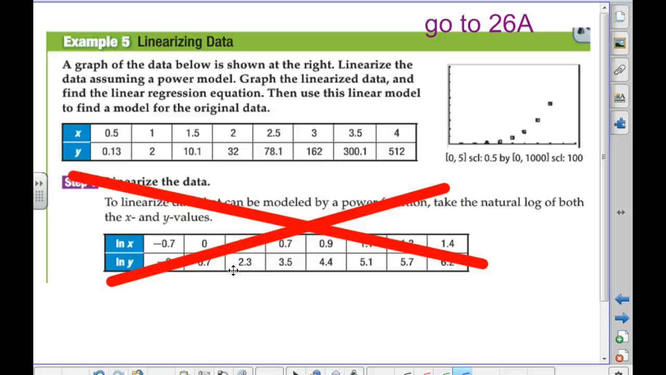Can you see those? Almost perfectly linear when we take the natural log of both sides. That means a power regression is our best fit. So if I were doing this question right now, I would go back and turn on list 1 and list 2. And then I would go and calculate the power regression.